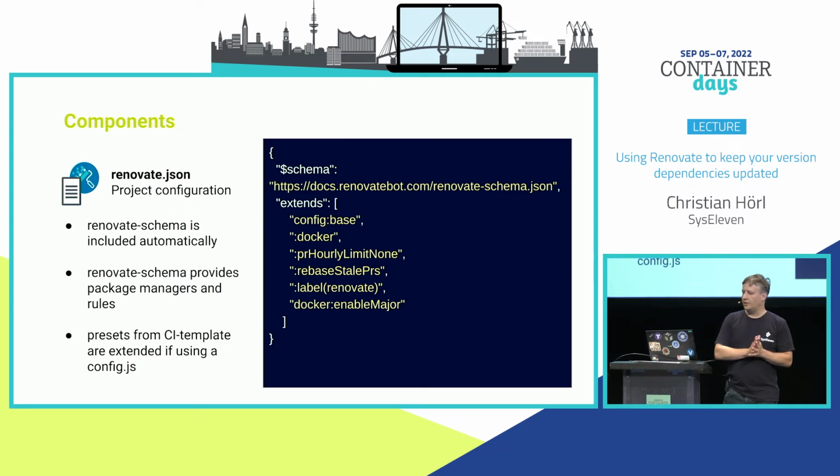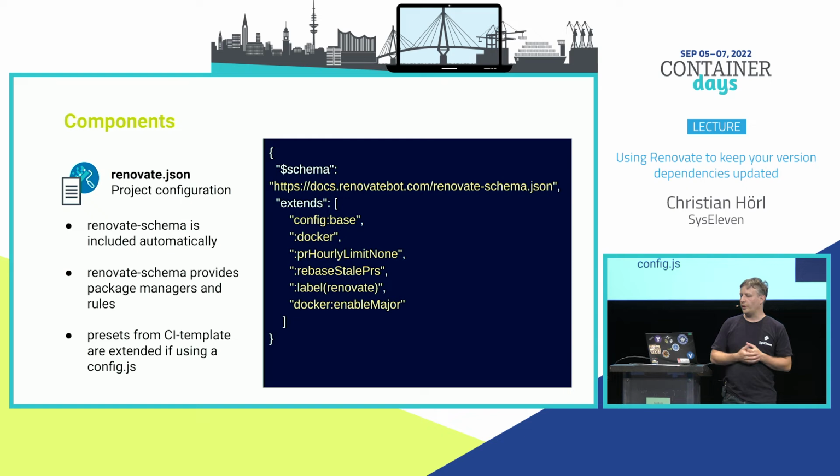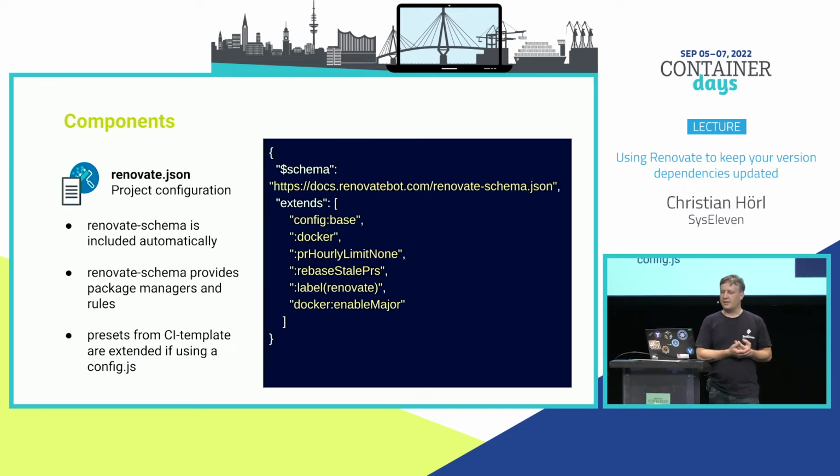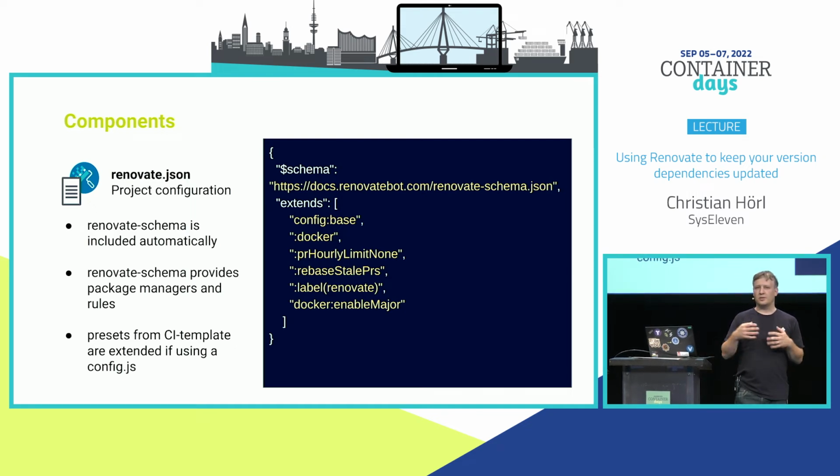Then finally, you need this renovate.json, which is created automatically in each project when you're using the onboarding feature, or you can define it manually on your own. It holds this preset, as I mentioned before, and integrates this Renovate schema, which holds the complete rule set, the complete package managers, which find the updates for your projects later on.